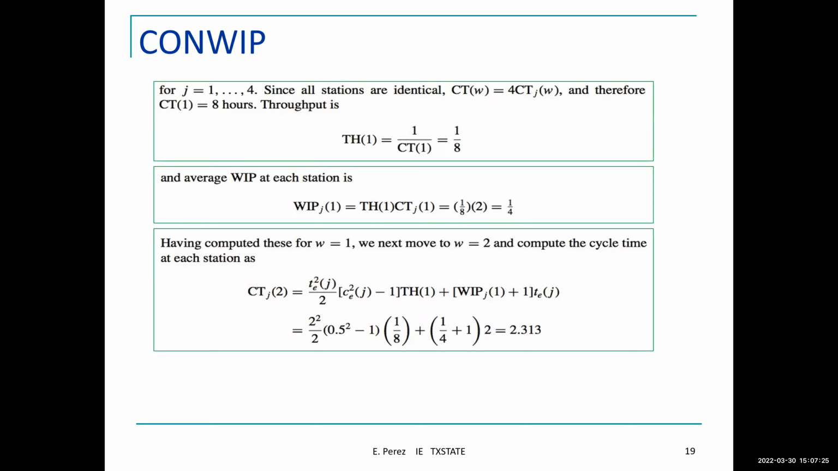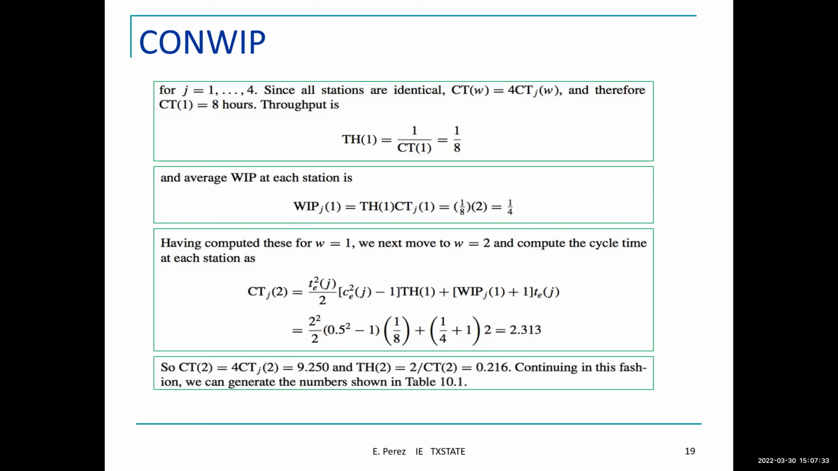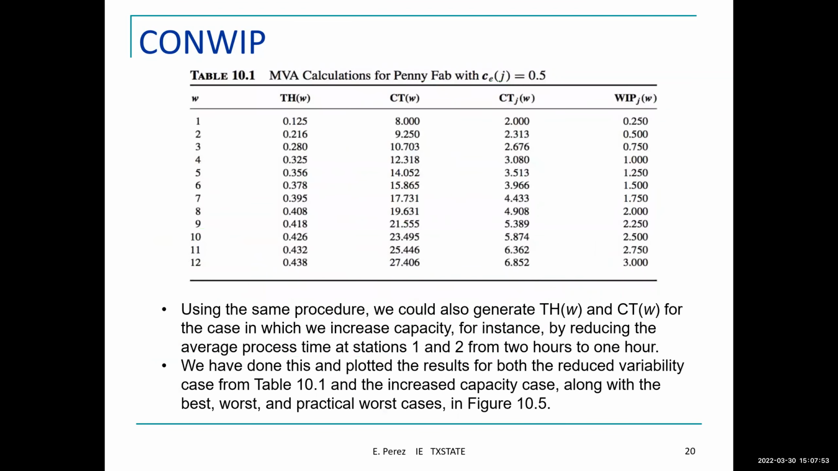Following the same process, we now get the cycle time J for each machine equal to 2.313. So the cycle time of 2 is going to be 4 times CTJ, which is 9.25. And the throughput is going to be 2 over cycle time 2, which is 0.216. Continuing in this fashion, we can generate the numbers shown in table 10.1 here. So depending on the WIP level, we can obtain these MVA calculations for the penny fab with C equal to 0.5.